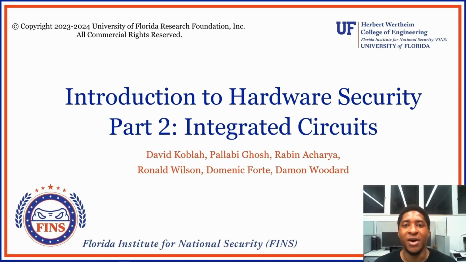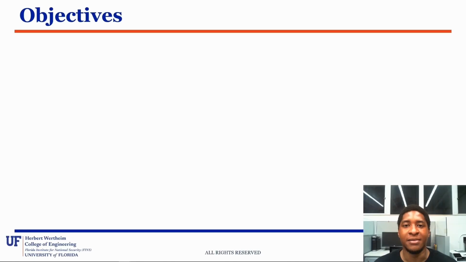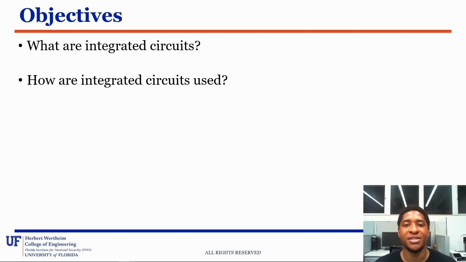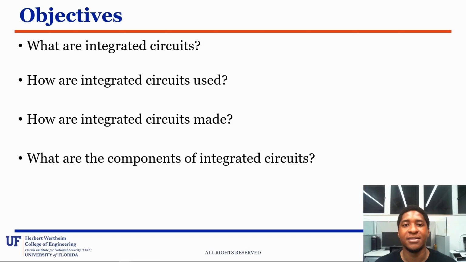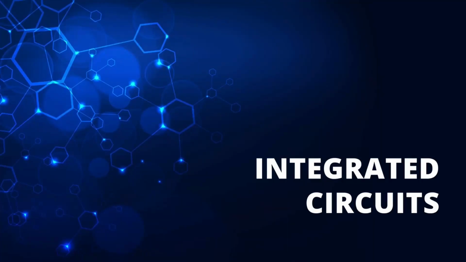The questions we'll seek to answer in this module are: what are integrated circuits? How are integrated circuits used? How are integrated circuits made? And what are the components of integrated circuits? We may not answer these directly, but you will find that throughout the module, these questions will come up and will be taken care of as we learn the various aspects of integrated circuits. But before that, let's make sure we know what integrated circuits look like.